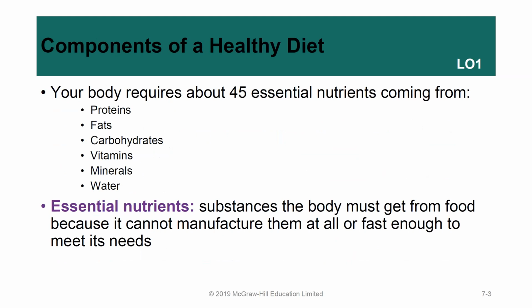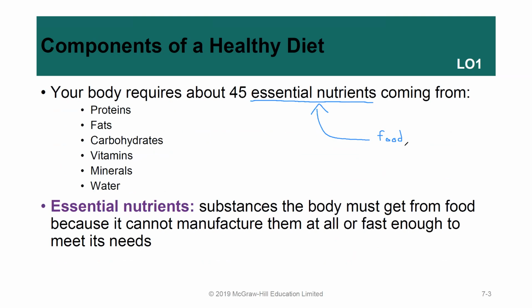So the main idea from these slides is it's going to talk about the 45 essential nutrients that we need to maintain our health and wellness. In this case, when it says essential nutrients, this means this is something that we have to get from food, because we need to get these things in order to live. They're things that we can't live without. They come from our diets.